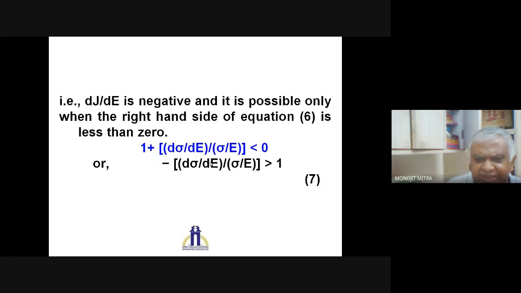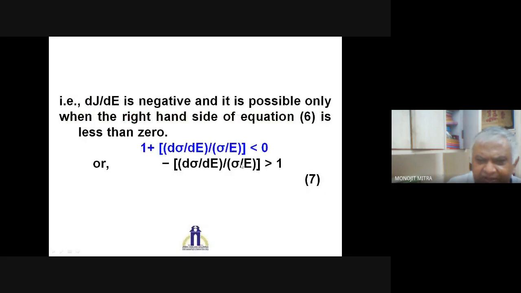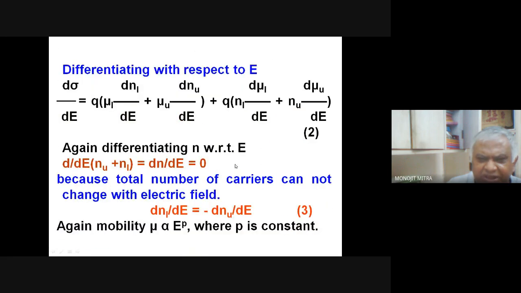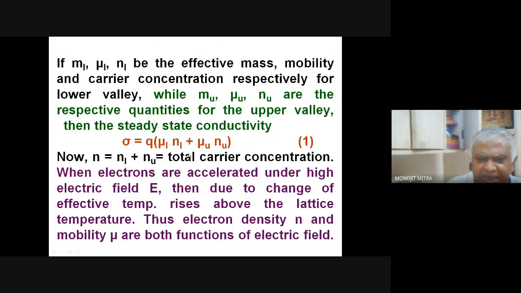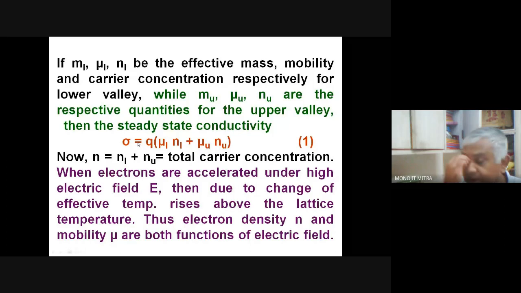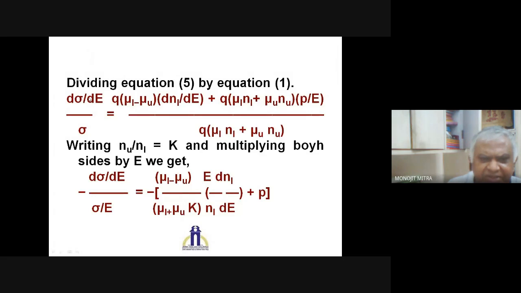Now the next thing is dσ/dE, which we have already derived, is equation 5. And in the denominator it is sigma, the equation of sigma being equation number 1. If you divide both sides by electric field E, it comes as sigma by E. So in the next step we have to substitute that, that means (dσ/dE)/σ.